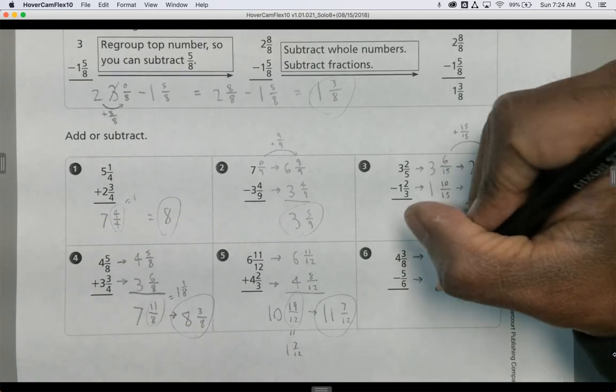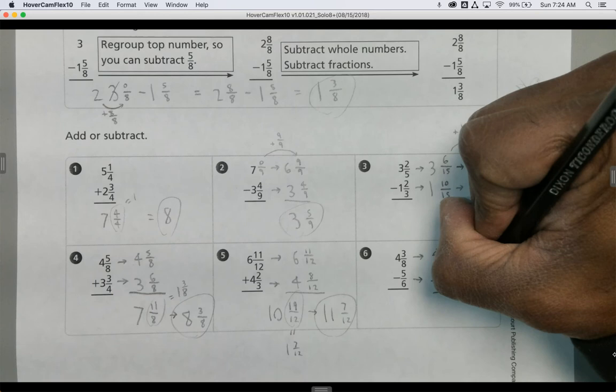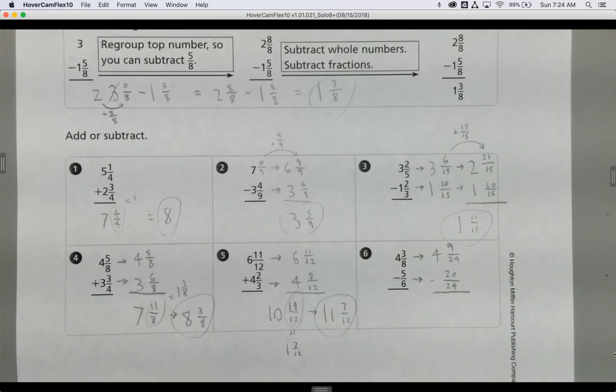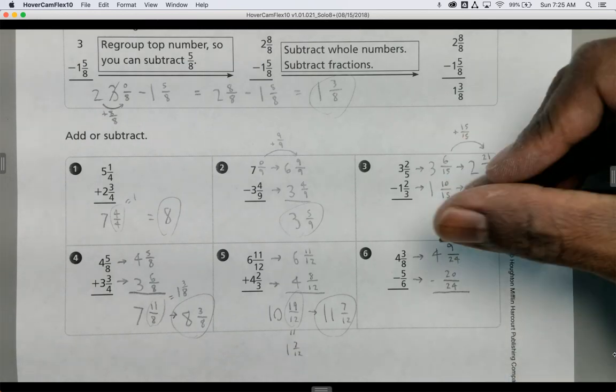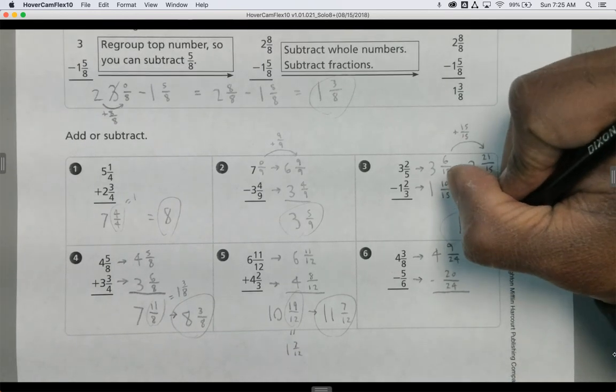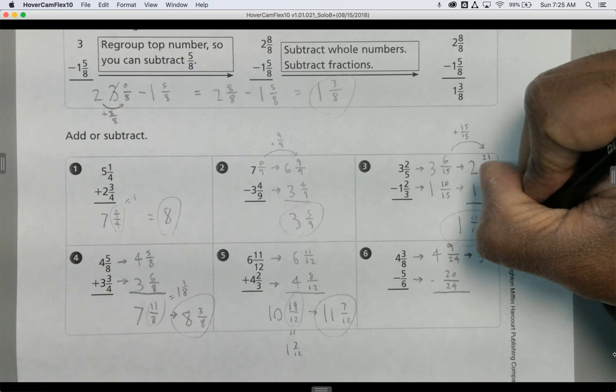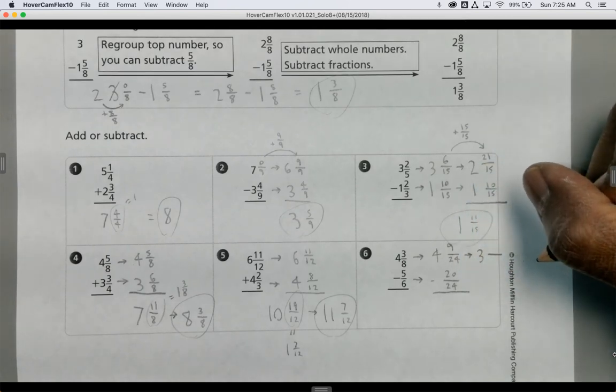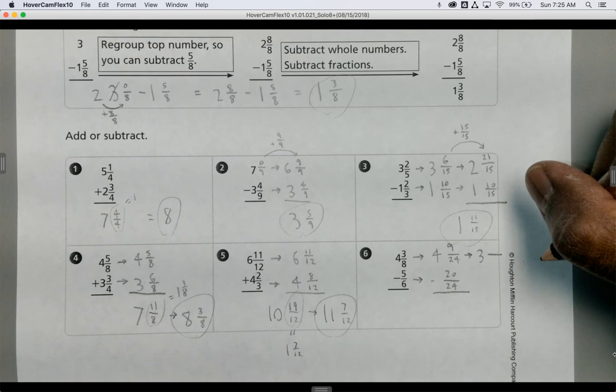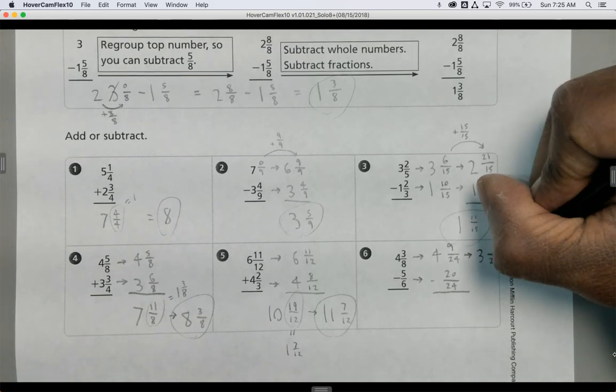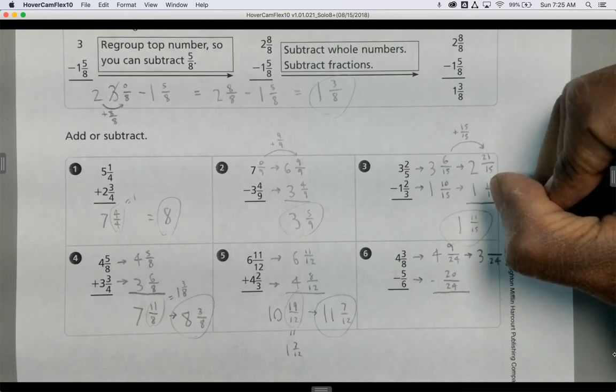We're subtracting, but I see that I need to borrow from the whole because 9/24 is less than 20/24. So let's borrow from the whole. Whole number 4 becomes a 3. And 9 over 24 gets 24 over 24 added back into it. 24 plus 9 is 33.